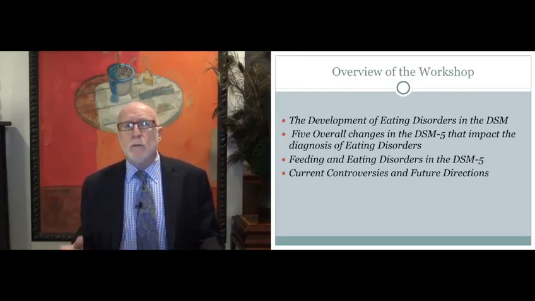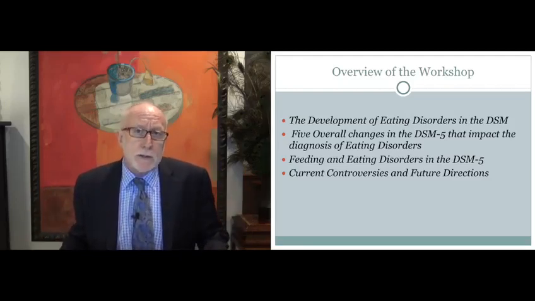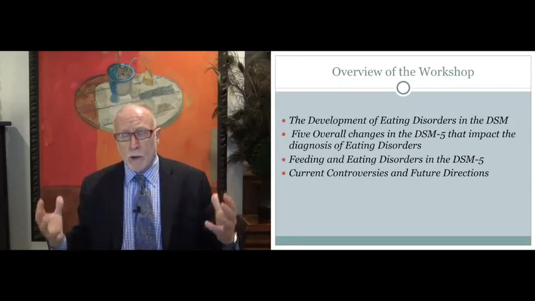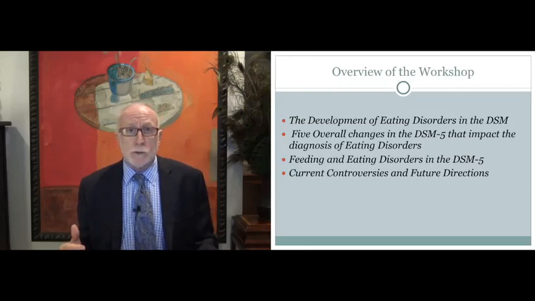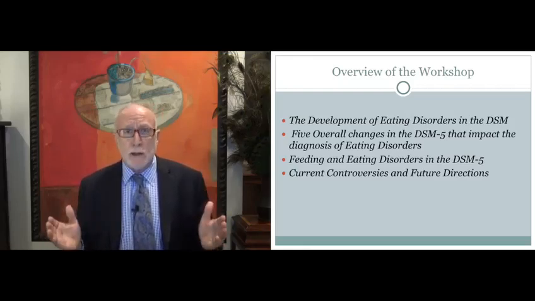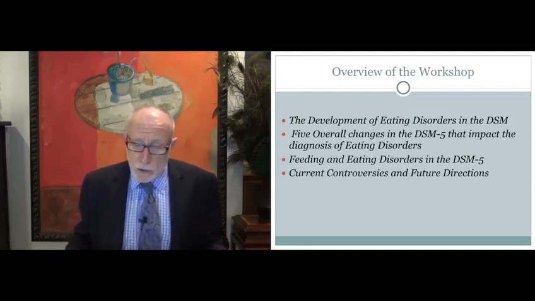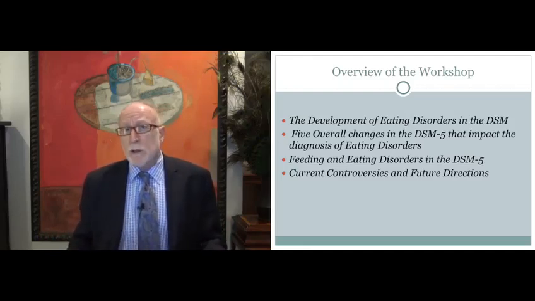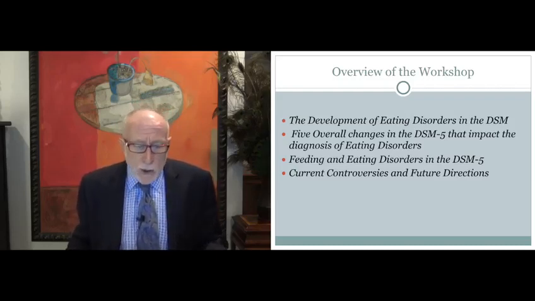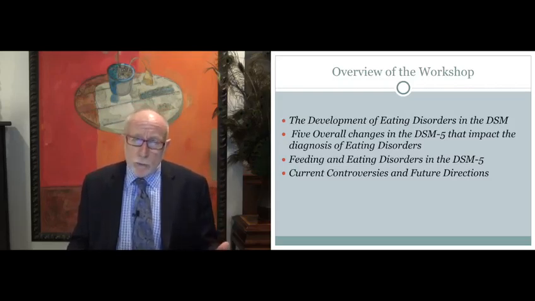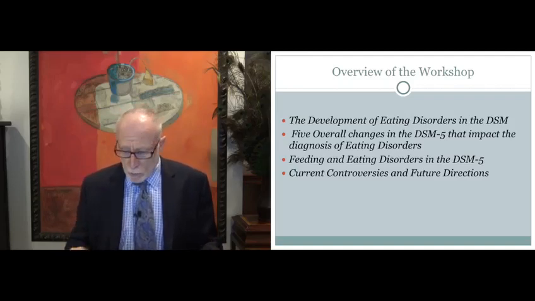Number two, we'll talk about 5 significant changes in the overall psychiatric nosology of the DSM-5, the entire categorical system, because these are ones that have direct implications and consequences for this section on the feeding and eating disorders. Number 3, we're going to talk about feeding and eating disorders themselves in some detail, detailing each of the disorders that are officially credentialed at this time within the DSM-5. And then we're going to talk a bit about current controversies and future directions, and then conclude with a summary of what we've talked about.